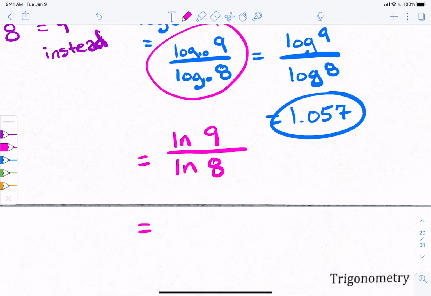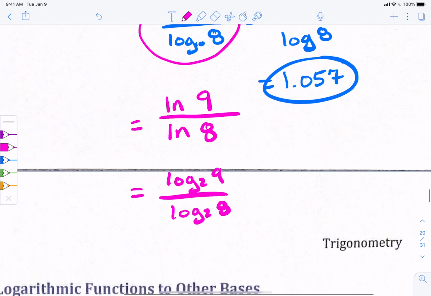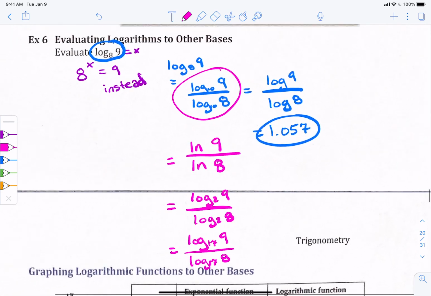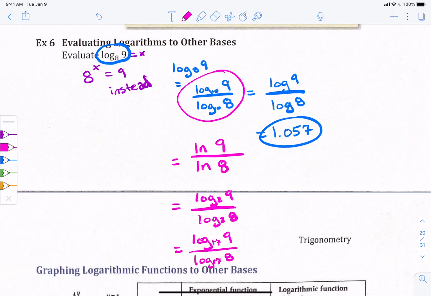You could, if you wanted to. I don't know why you would, because your calculator doesn't automatically think in log base 2, but technically log base 2 of 9 over log base 2 of 8 is the same thing. Log base 17 of 9 over log base 17 of 8 is the same thing as well. It doesn't matter which base you switch it to, as long as you put the top one on top and the bottom one on bottom. It is totally legal.